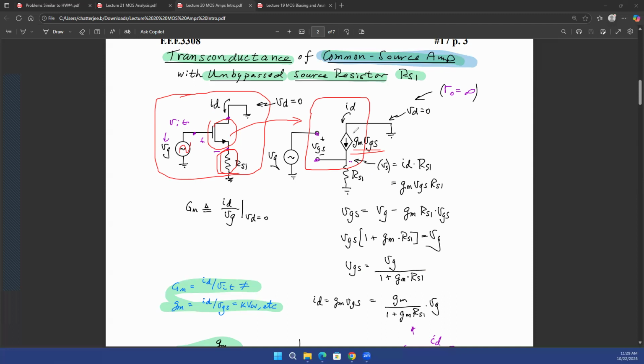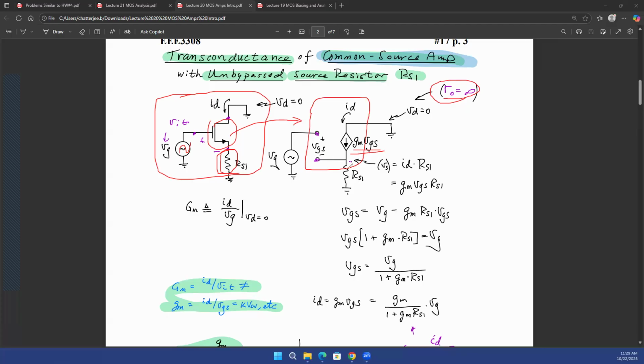Let's just ignore RO because you can always consider RO, but that will just make the problem a little bit more complex. Because we are learning about MOSFET for the first time, let's just ignore RO. So your input is VGS and your output current is gm VGS. That's it. No need to consider anything else. So basically you're considering RO to be infinitely large.